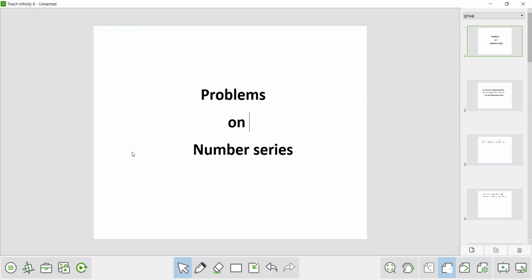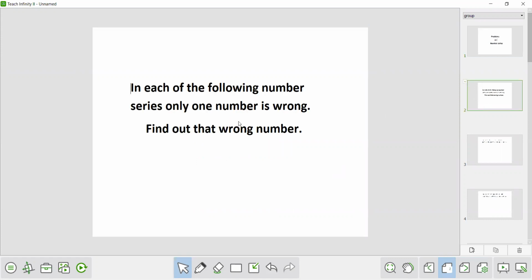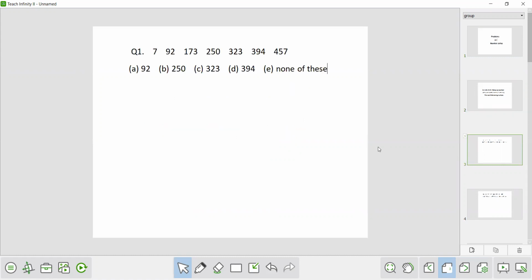So we have already covered the concept on number series. Now in this session, we are going to discuss the exercise questions which I have given you on number series. The questions are on wrong number series. In each of the following series, only one number is wrong and we have to find out the wrong number. So our question number 1.